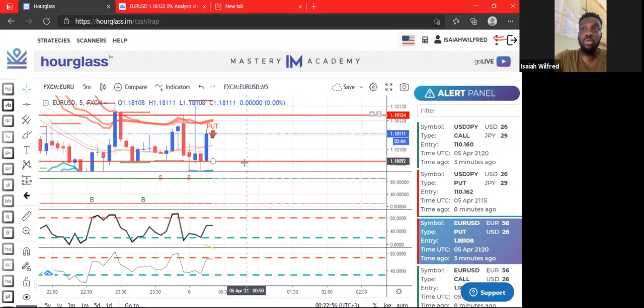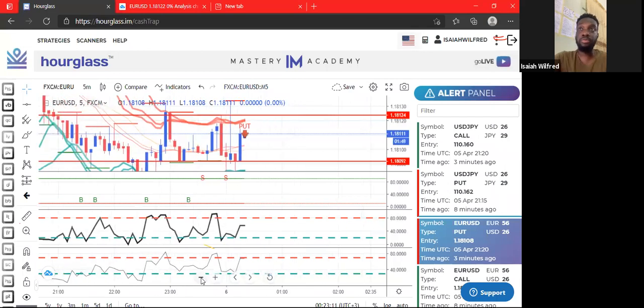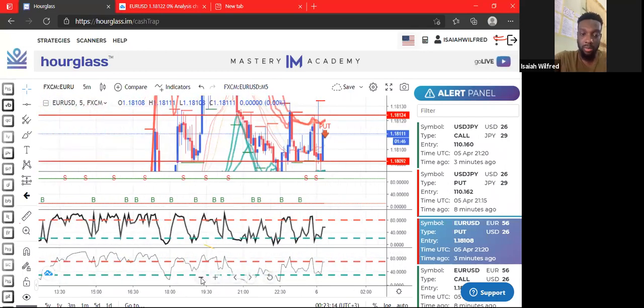Cashtrap is just here to tell you, okay, look for a buy now, look for a sell now. That's just it. If not, the basic thing here is just support and resistance. I don't even know how to draw trend lines, to be honest. This is basically everything I've been using.